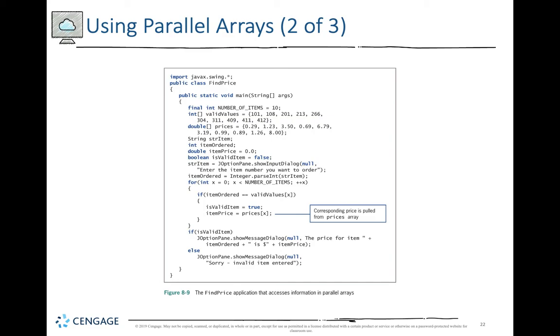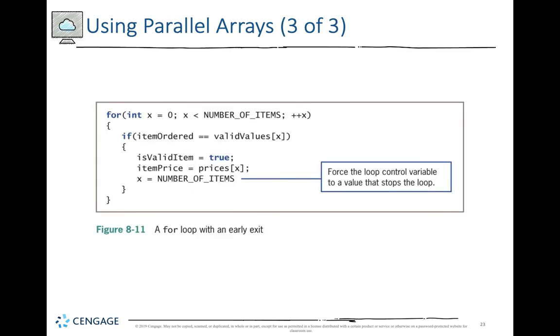Is valid item true? They're going to mark it as true in this case. And the item price, they're going to set the price. And then down below, they say if is valid item, if it's been set to true, then it's going to give some type of message, right? Otherwise, it's going to say, sorry, invalid item search. All right. Same thing we're seeing here on 23. Same type of search again.